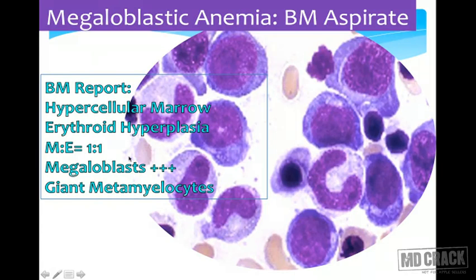Myeloid to erythroid ratio, the normal ratio is 3:1 to 15:1. So myeloid will be more, but here it will be almost 1:1 or sometimes even 1:2. That indicates that there is an erythroid hyperplasia. So what you will see is predominantly the megaloblasts. These are nothing but erythroblasts which are larger in size. They will have an open chromatin, a sieved appearance of the chromatin.